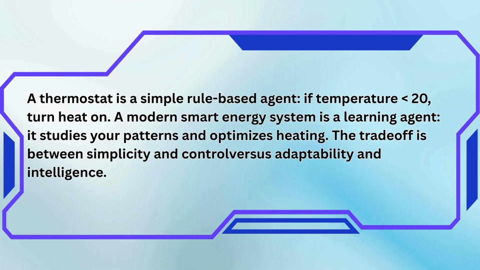A thermostat is a simple rule-based agent. If temperature is less than 20, turn heat on. A modern smart energy system is a learning agent. It studies your patterns and optimizes heating. The trade-off is between simplicity and control versus adaptability and intelligence.